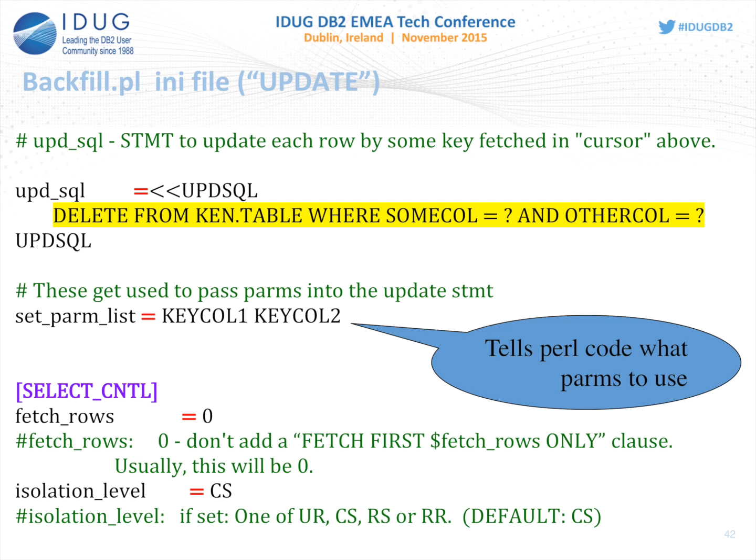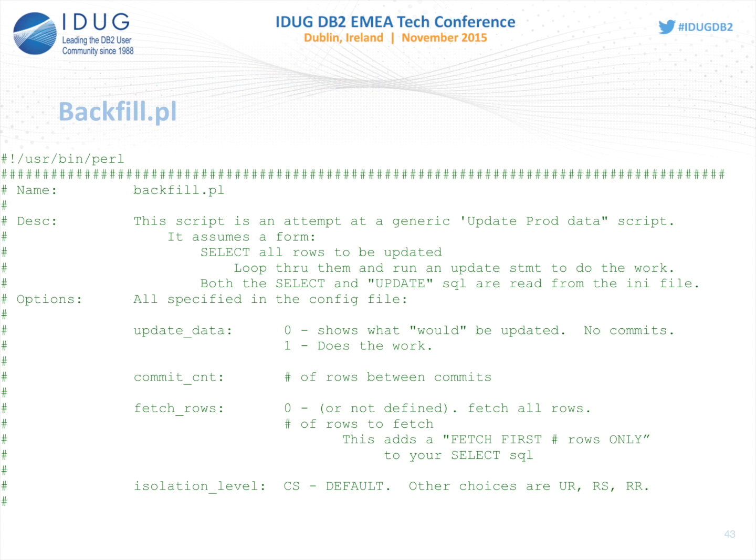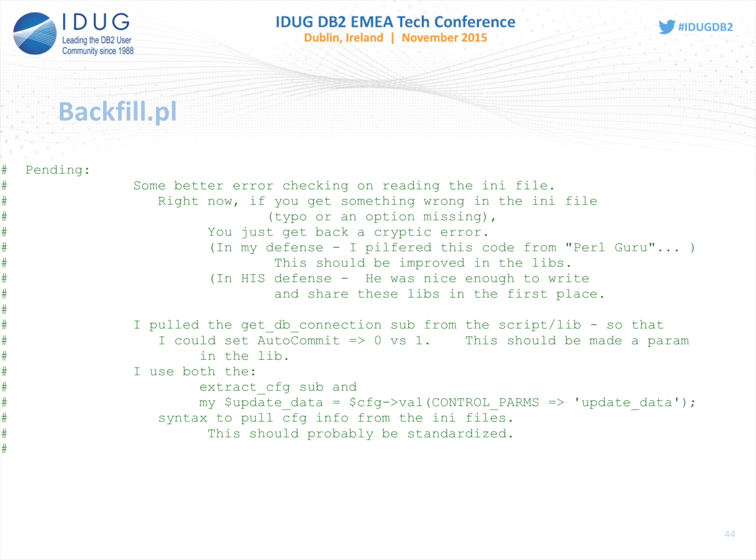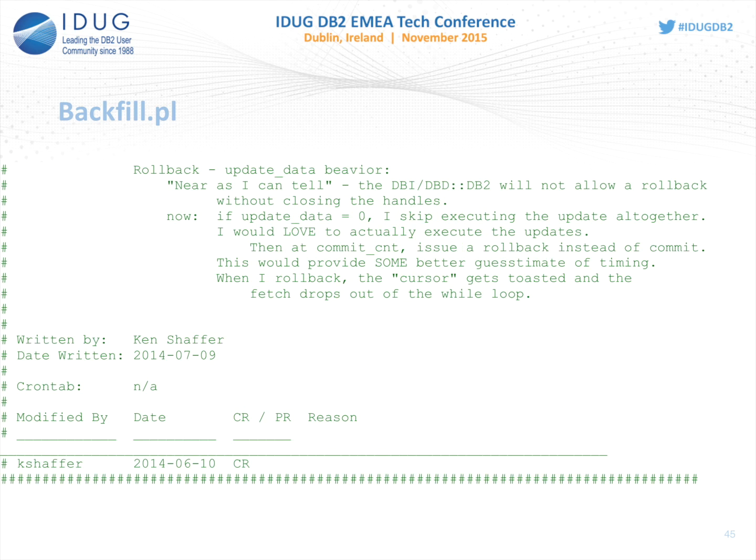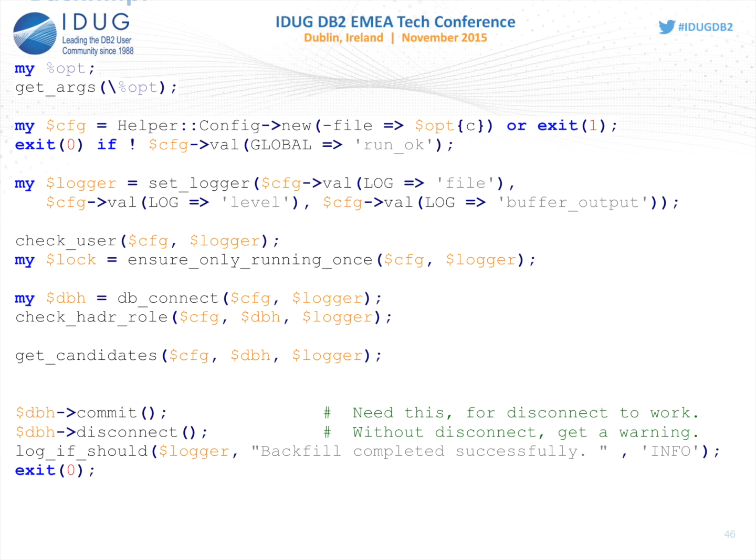So I just put the comments in here because there's some verbiage about what I was trying to do with rollback. And I'll tell you about that in a second. So this is what the Perl code looks like. I just read the variables in from the ini file. I check to see whether I'm on the HADR primary or standby, make sure I'm only running once, make sure the proper user is running this thing.